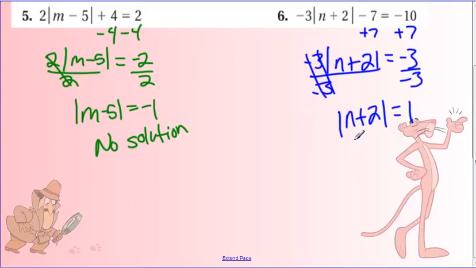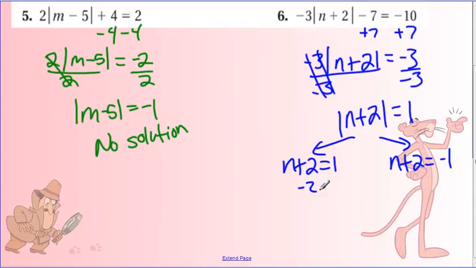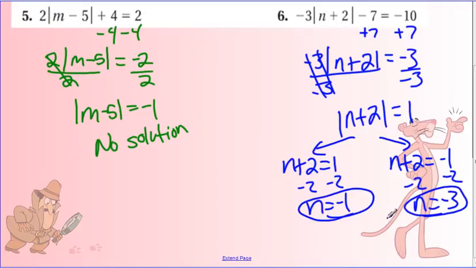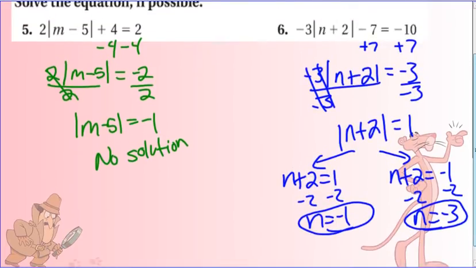So now we separate it into the two separate problems and solve. So n plus 2 equals 1. N plus 2 equals negative 1. Minus 2 to solve. N equals negative 1 here. Minus 2 to solve. N equals negative 3 there. And we're done.